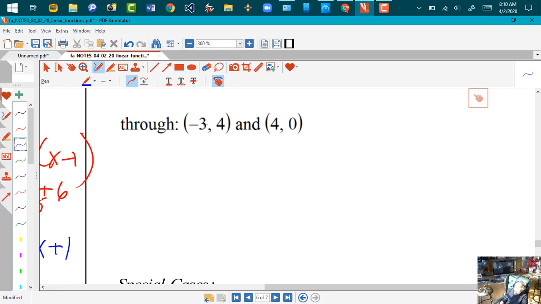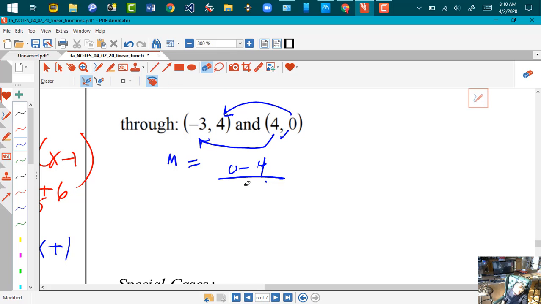So the first thing I want to do is find the slope. The slope here is going to be the difference of the y's over the difference of the x's. So that would be 0 minus 4 over negative 3 minus 4, once again. So that gives me negative 4 over negative 3 minus 4, which is negative 7. So that is my slope value.